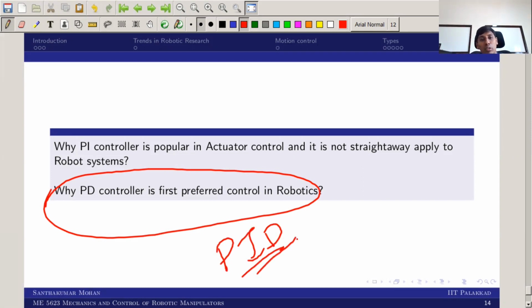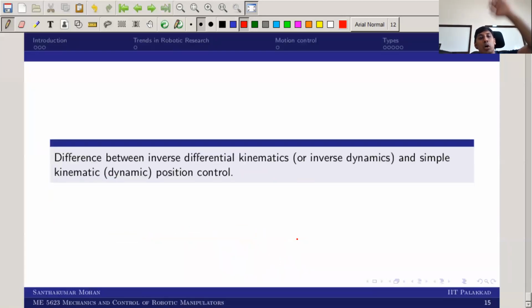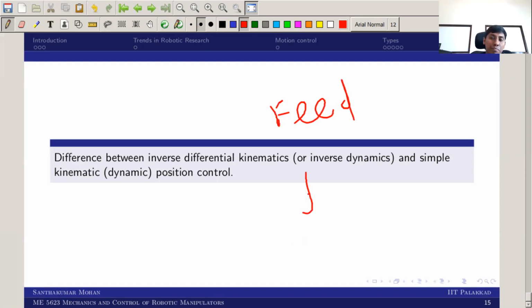But what can one see on the other side? People thought about inverse differential kinematics or inverse dynamics for controlling, right? That is what I mentioned. But this control is open loop, or some people call it feed forward. But when you are thinking about motion control or position control, it should be feedback control. That is what we are trying to address in the upcoming lectures.